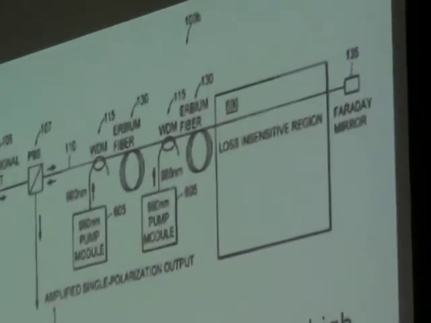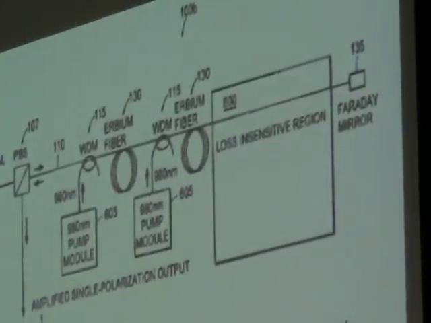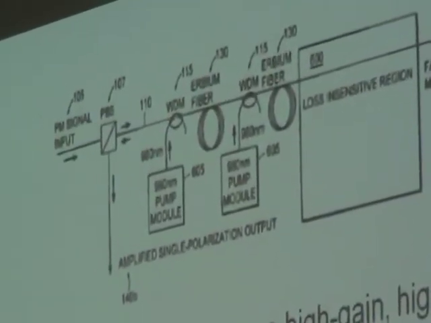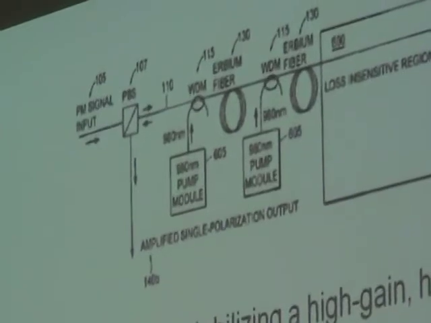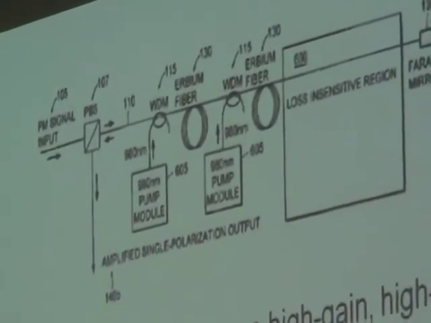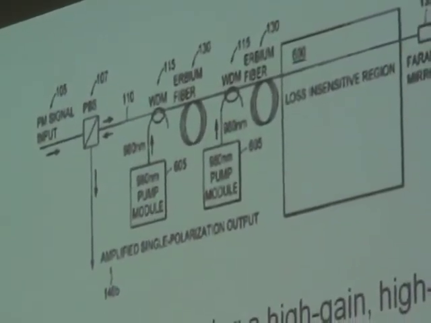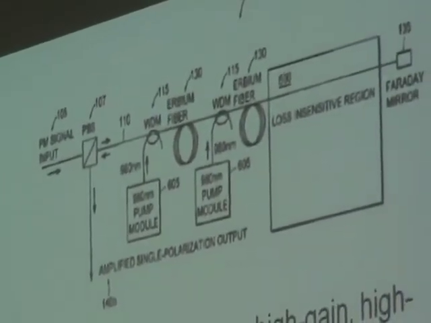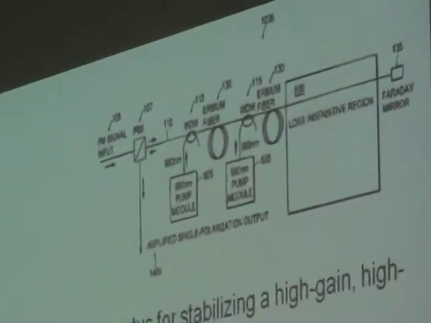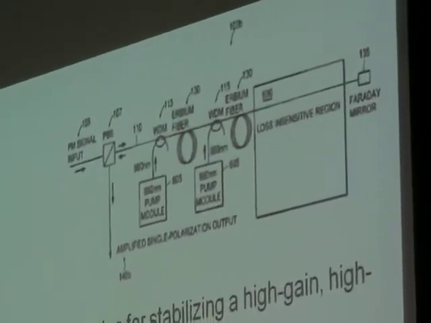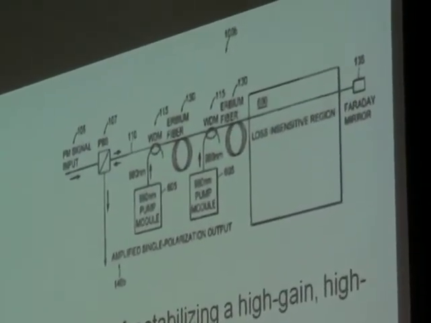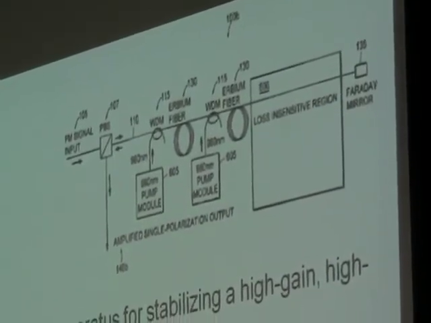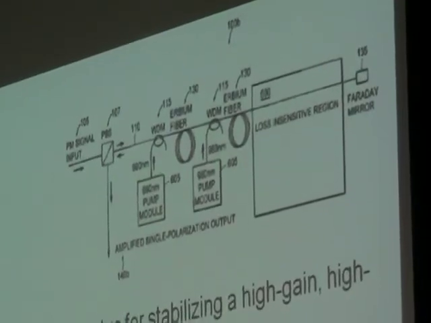It's a two-pass amplifier. The light comes in from the left, polarization maintaining signal input, goes over to a Faraday mirror on the right, which rotates it. I think it's a 90-degree rotator there. So it goes through this loss insensitive region twice. He found that he could put any optics in there and a negligible effect occurs. So you still get the same great gain, but you can put some optical properties right in that region and still have great performance.